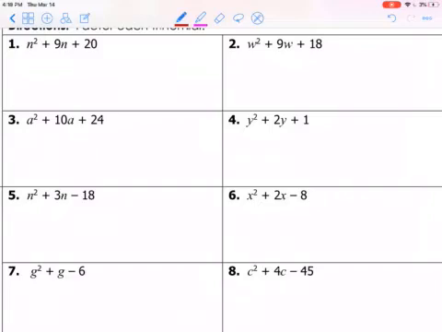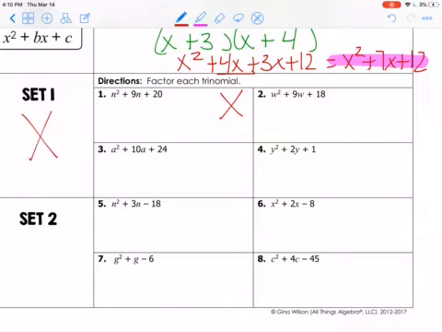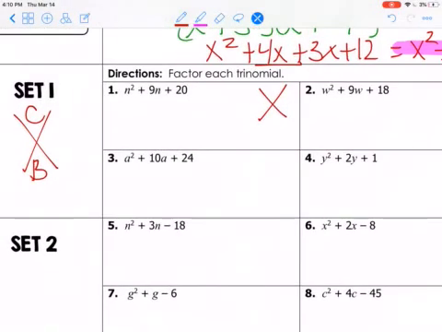So for number 1, I always make an x, and I always put the c value in the top. Let me make a spot over here. I put whatever the c is there and the b in the bottom. So first I'm going to label this. n squared is my a, that's your b number, and that's your c. So I'm going to put 20 in the top and 9 in the bottom.